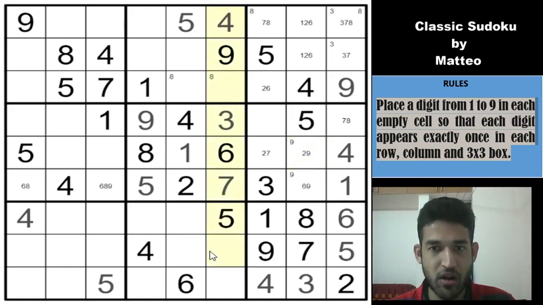So let us look at column 6. It has 6 digits: 3, 5, 6, 7, 4 and 9. So remaining must be 1, 2 and 8. This cell is 2 and 8, and these two cells are 1, 2, 8, but 2 is here, so remove the 2 from here. This is 1 and 8.